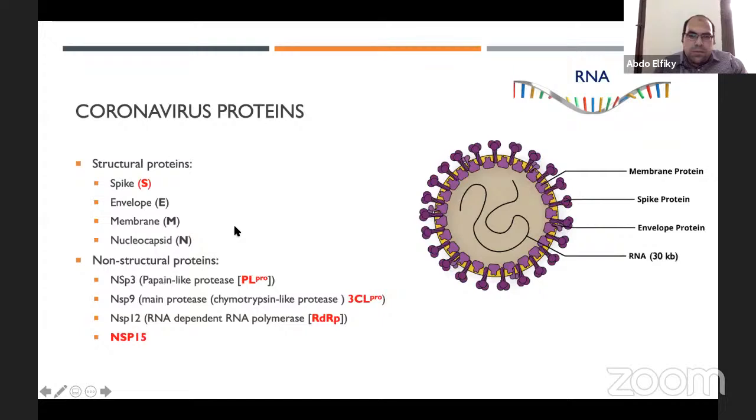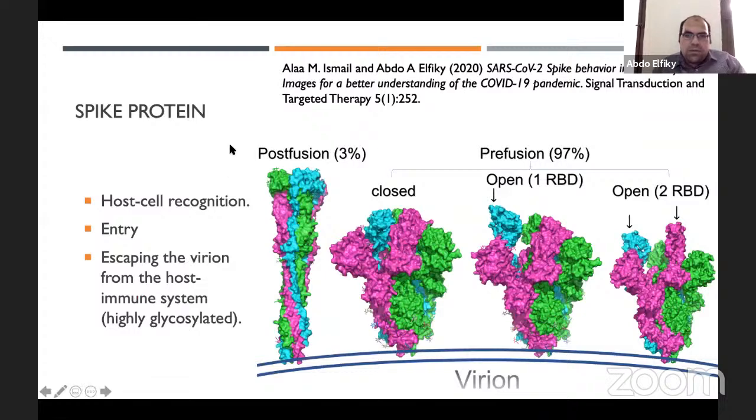First, a very short background about the virus. As we can see here, there are structural proteins that form the structure of the virus, and non-structural proteins that function inside the host cell. I will focus today on the spike protein, which is the protein that makes the crown-like shape of the virus, and it gives the coronavirus its name. The spike protein has two conformations, the post-fusion and pre-fusion conformations.